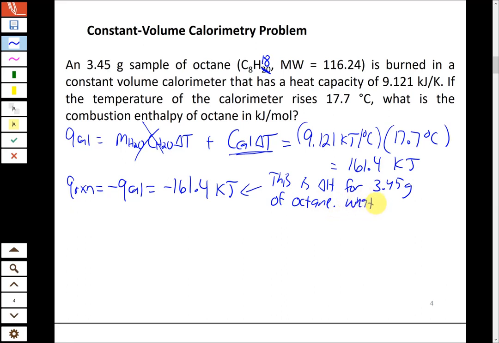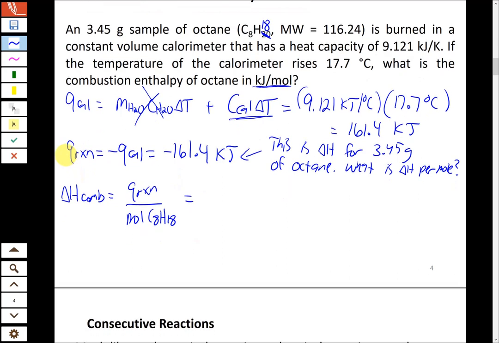What we're interested in, and typically this will be the case for any time we're measuring combustion or other types of chemical properties like that, enthalpies, we want kilojoules per mole. So we want to know what is delta H per mole. All right, so that's the issue. This number is delta H, but for 3.45 grams of octane, what is it per mole? So the way we do that, the delta H of, in this case, combustion, when we write it like that, is the heat of the reaction divided by the moles of the substance that we're burning. So the heat of reaction we just found, but we have to find moles of substance and divide by that.